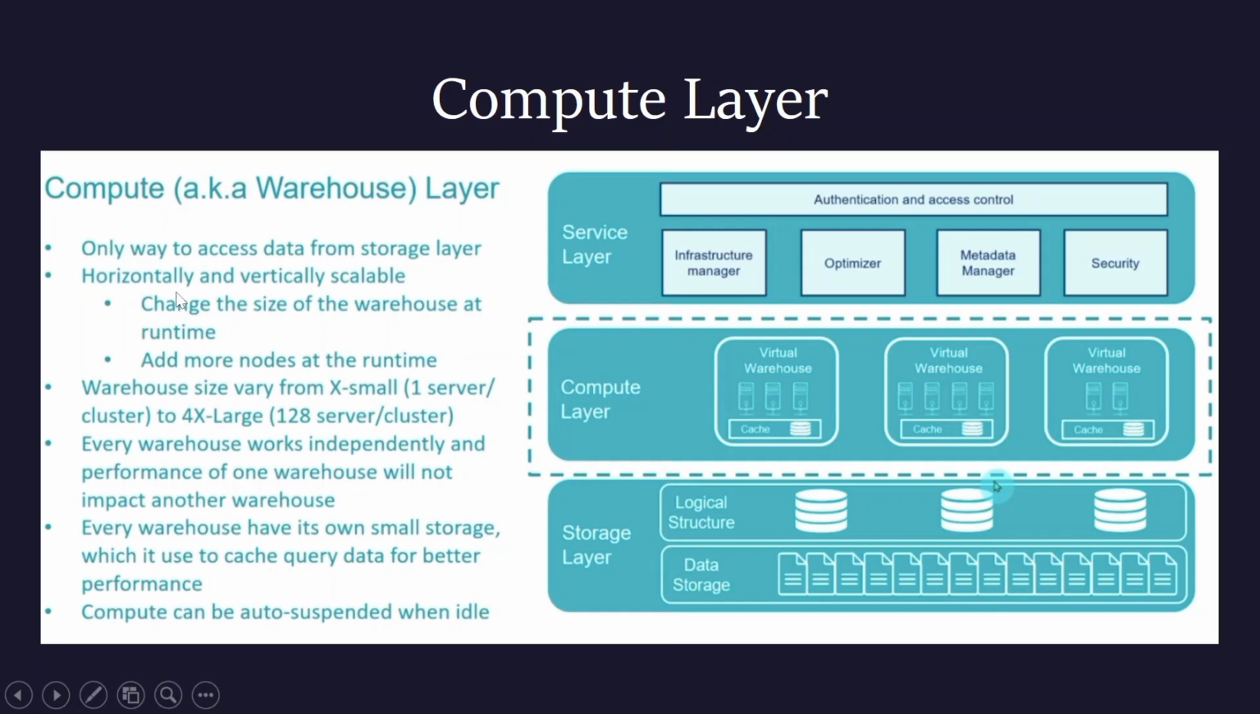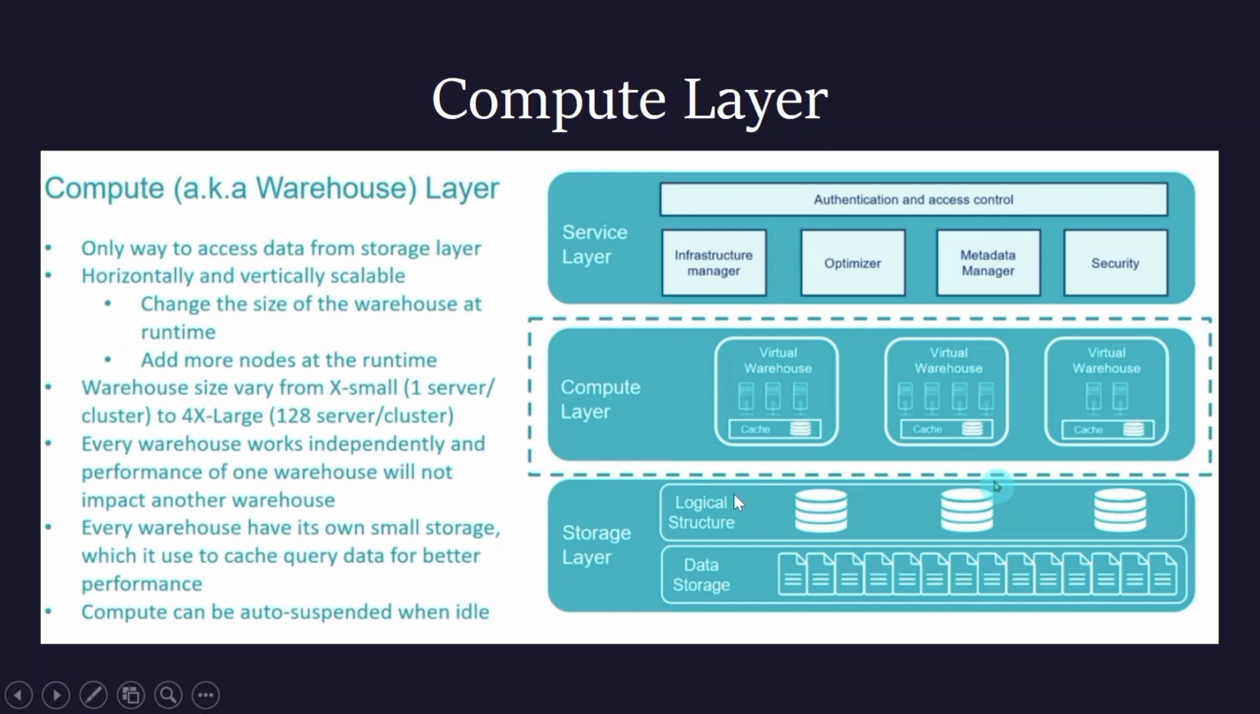Every warehouse has its own small storage which is used for query data. Every warehouse has some cache memory. You must know about cache memory. Suppose you have installed a game on your mobile. Whenever you download something extra in that game, all of it is stored in the cache memory, so that the data is easily accessible and the performance is very high. That's why cache memory is there.